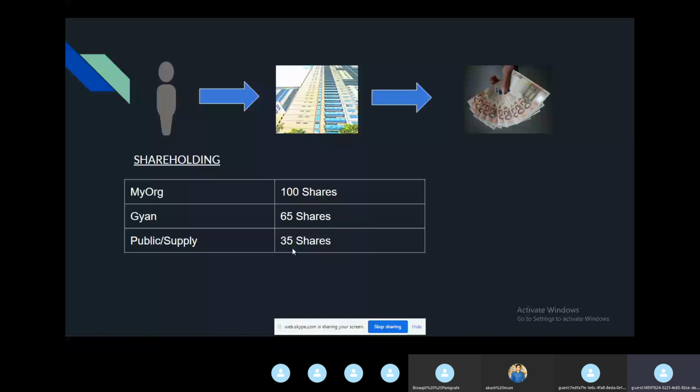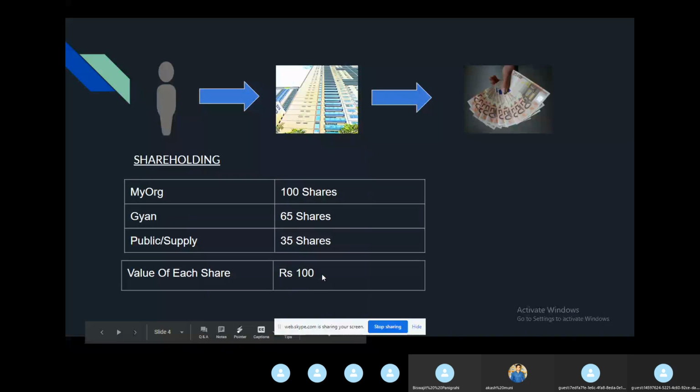Now before we go on to the next thing, let's say what is the price of this particular share. Let's say the price of each share is 100 rupees. So this is a hypothetical example. What happened next? It is going into the trading zone.